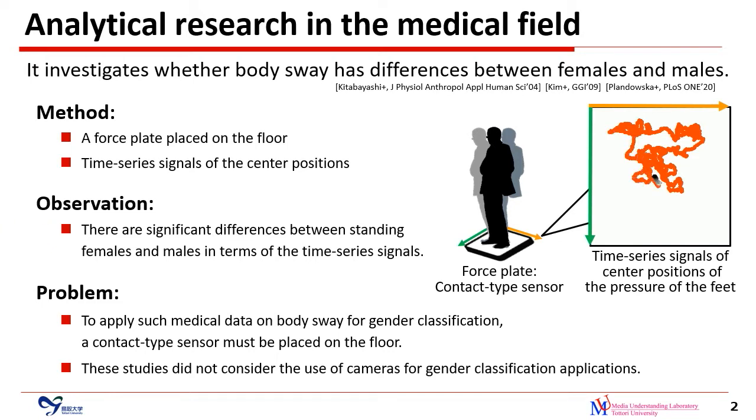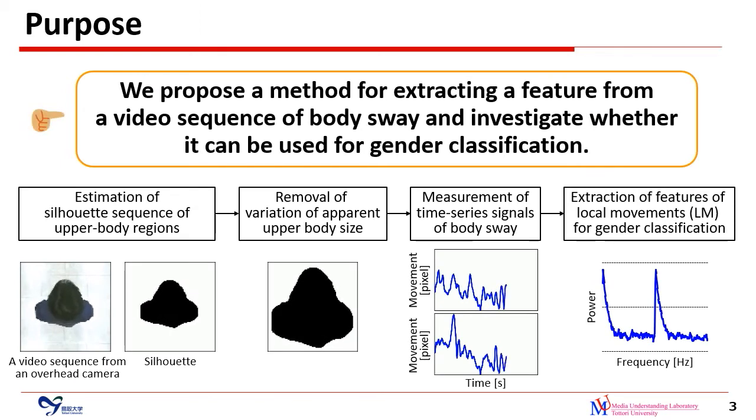However, there are problems. To apply such medical data on body sway for gender classification, a contact type sensor must be placed on the floor. These studies did not consider the use of cameras for gender classification applications. Therefore, we propose a method for extracting a feature from a video sequence of body sway, and we investigate whether the body sway feature can be used for gender classification.